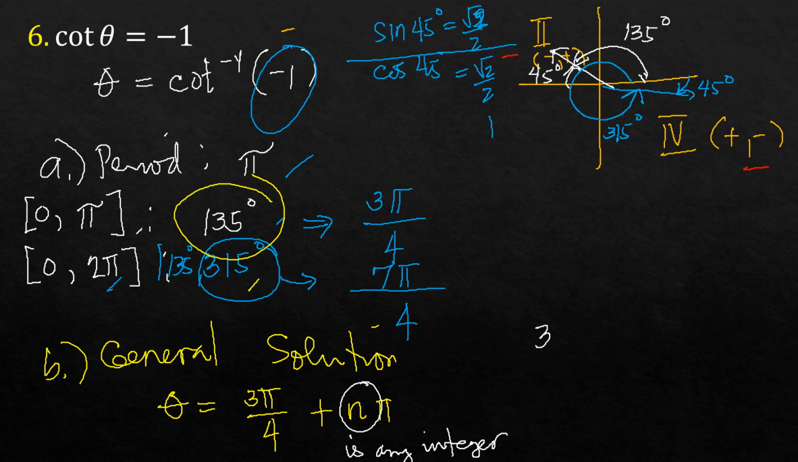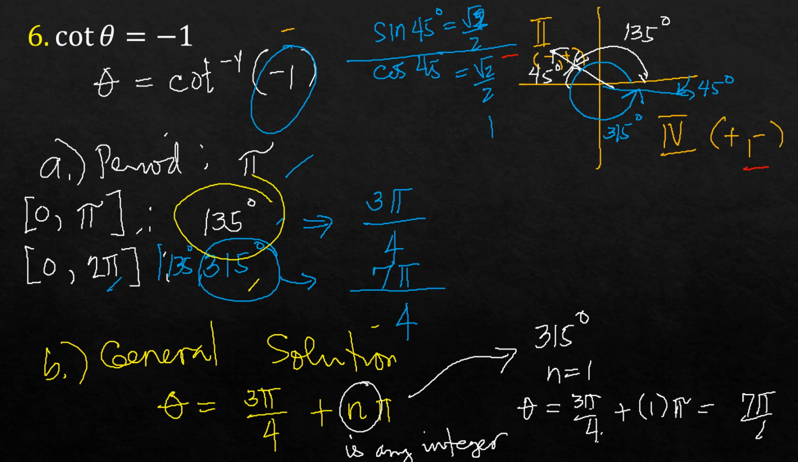Now let us prove that you can have 315 degrees out of this general equation. When n is equal to 1, we have theta is equal to 3 pi over 4 plus 1 times pi. So 4 times pi is 4 pi, plus 3 pi is 7 pi over 4. You see, we can actually generate 7 pi over 4 out of this general solution. That proves that we can make use of the single general solution because of the period pi.